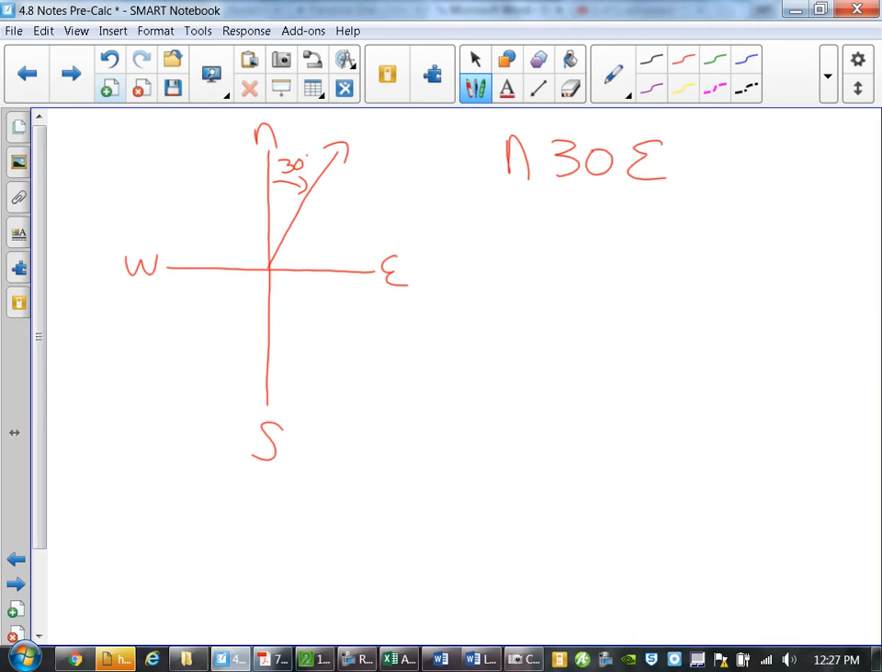All right, let's try another. If I want to say south 45 west, I start at the south. What's the next letter that I'm going to go? West, and I go 45 degrees.